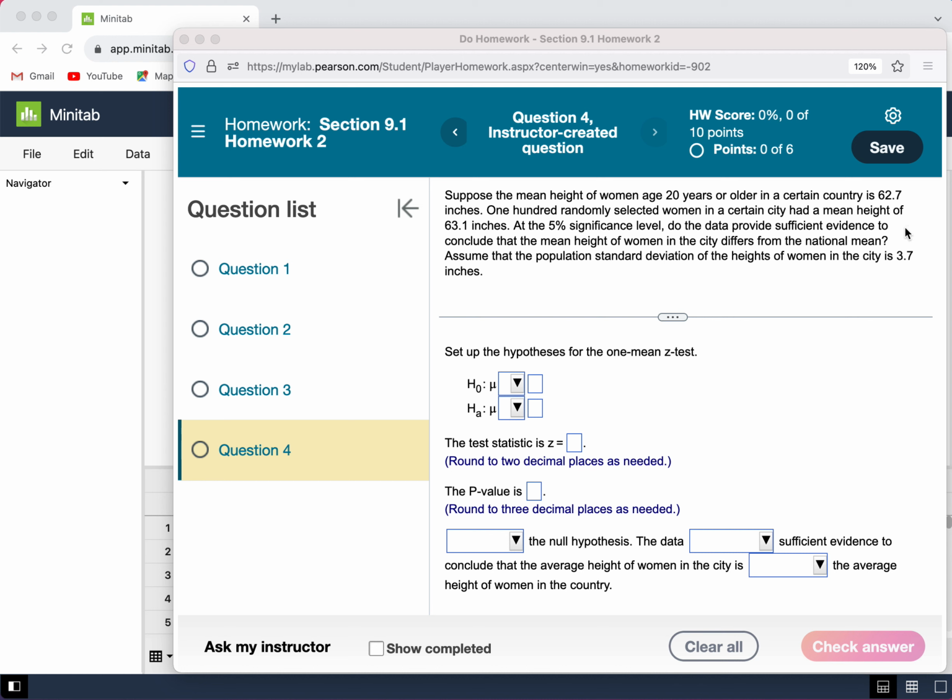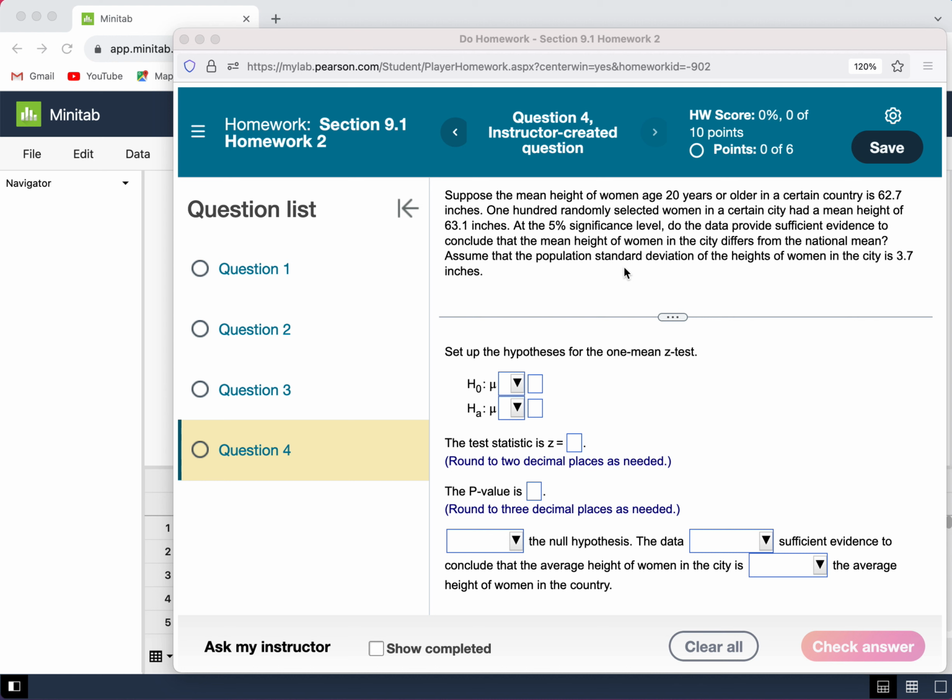At the 5% significance level, do the data provide sufficient evidence to conclude that the mean height of women in the city differs from the national mean? Assume that the population standard deviation of the heights of women in the city is 3.7 inches. So we're going to start by writing our hypotheses here. I know that I'm going to use z here, and it's telling me that in the problem, but I can also figure that out on my own because I have the population standard deviation.